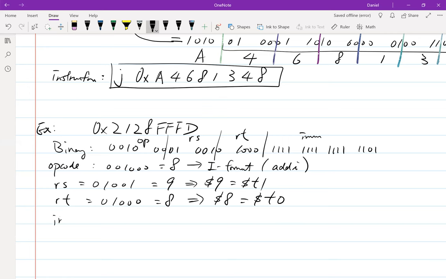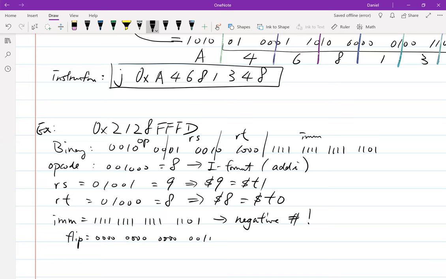Okay. And then the immediate will be tricky because it's all leading 1, right? So when an integer is leading 1, what does that mean? It's not a number. No, it's a negative, right? Okay, so what does that mean? I need to find out negative of what so that I can do the translation, right? So how do I find out it's negative of what? So we flip. Okay, so again, if you want to find the value of the opposite sign, you flip, right? So that's what you need.